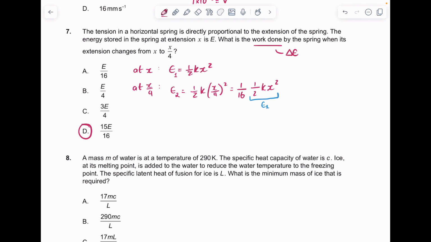Therefore, the answer is D. That is the energy transferred. We've lost 15 over 16 of the original energy. That's the work done.